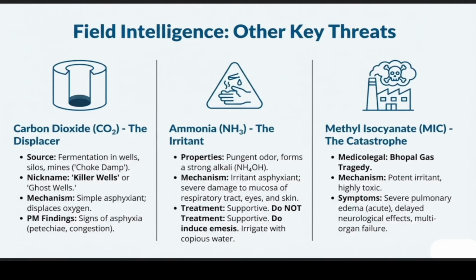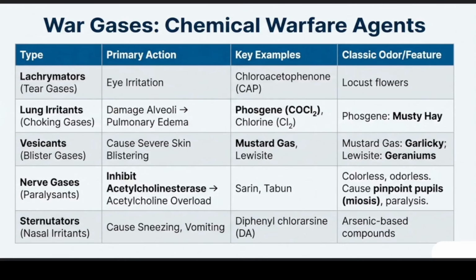Now next is a little about the war gases, chemical warfare agents. The first one is lacrimators, in tear gas, which cause eye irritation. One example is chloroacetophenone, and locust flower is the classic thing you have to remember. Lung irritants, like choking gas, damage the alveoli, leading to pulmonary edema. The examples are phosgene and chlorine. Phosgene has a musty hay feature.